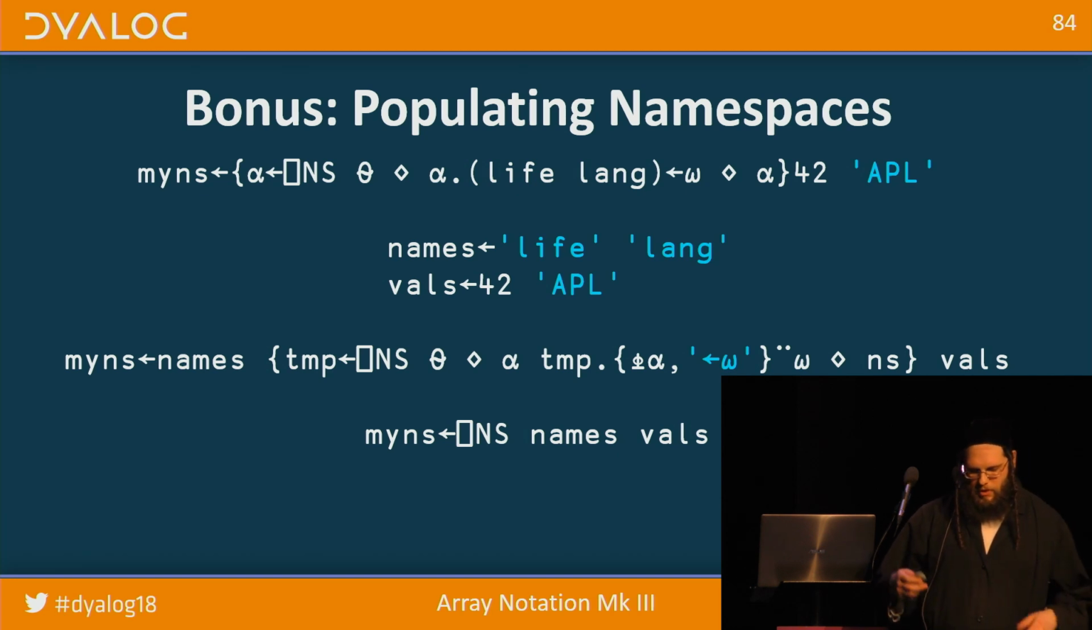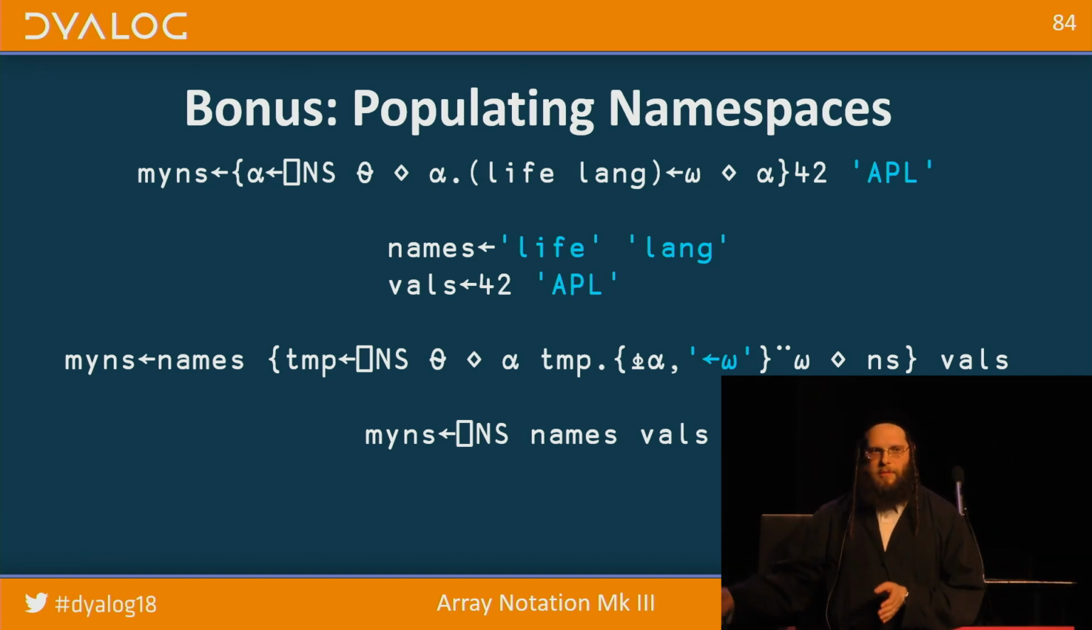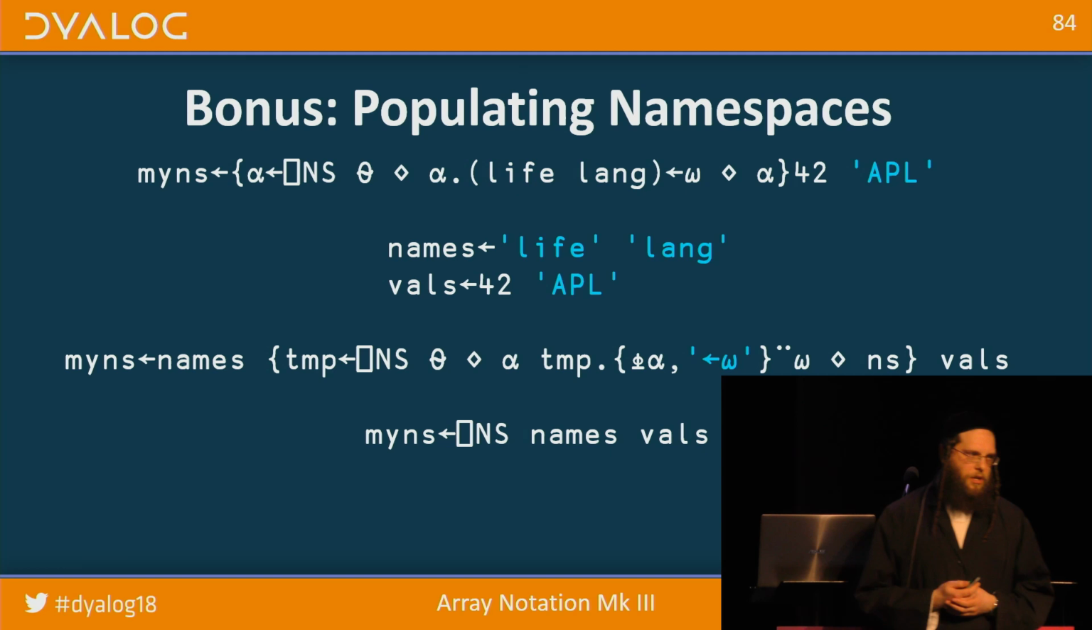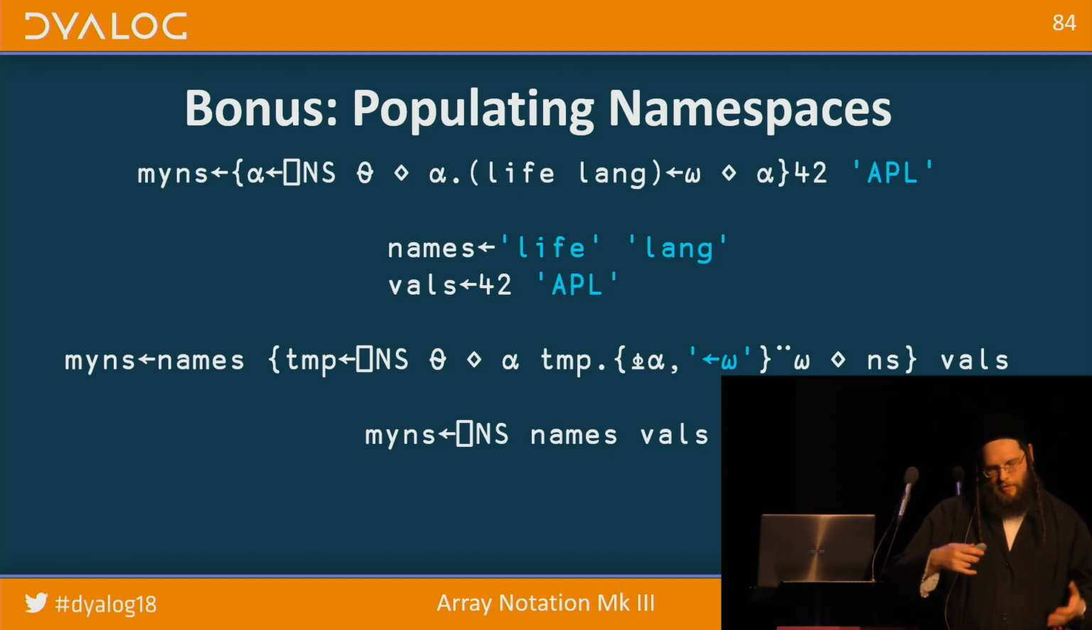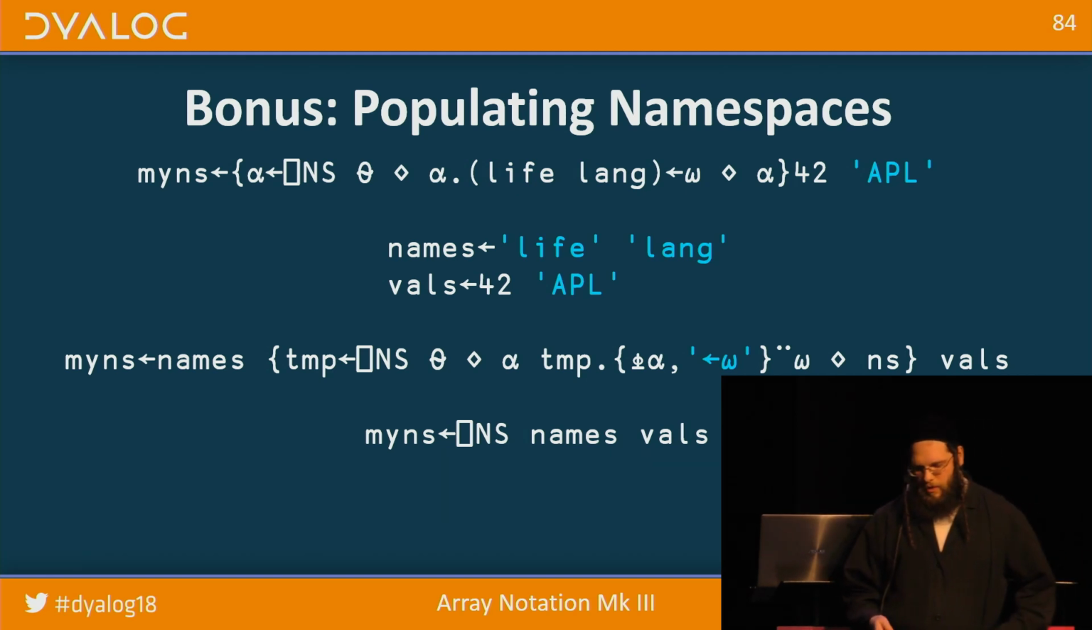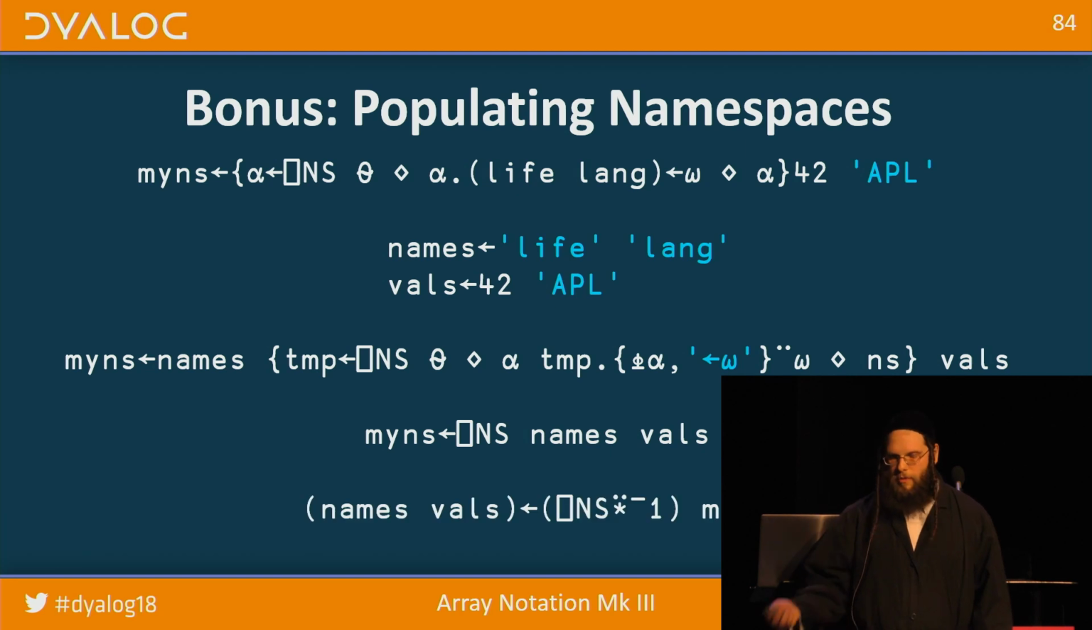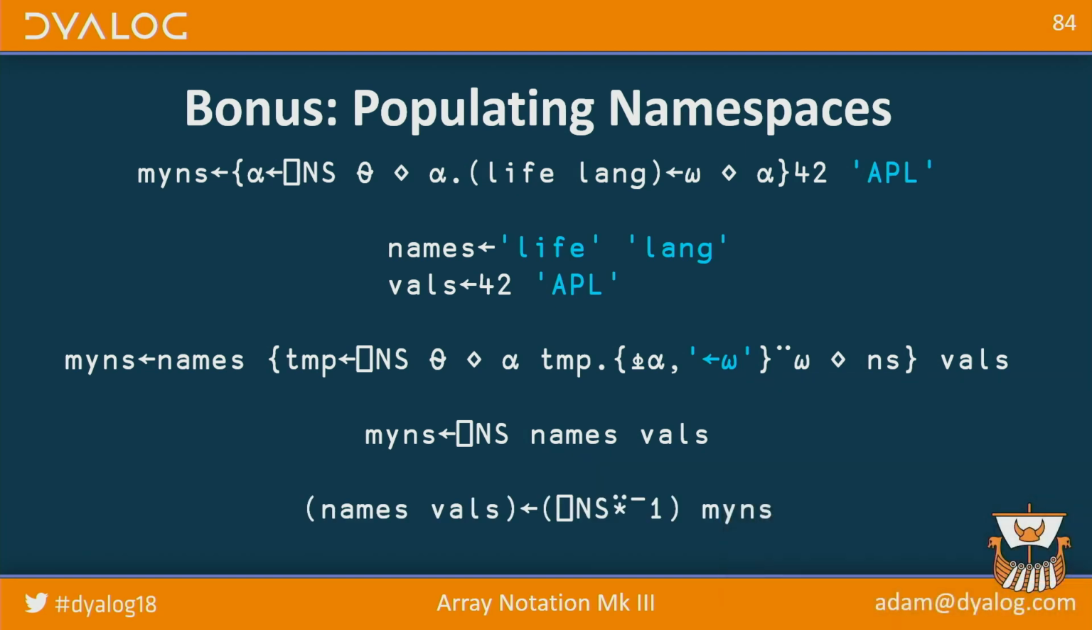Right? Create a namespace. Normally, quad NS can take a list of names to populate your namespace with, but you could also give it a deeper nested argument, and you could give it names and values, and you could do the opposite. You can extract all the names and values out of a namespace.